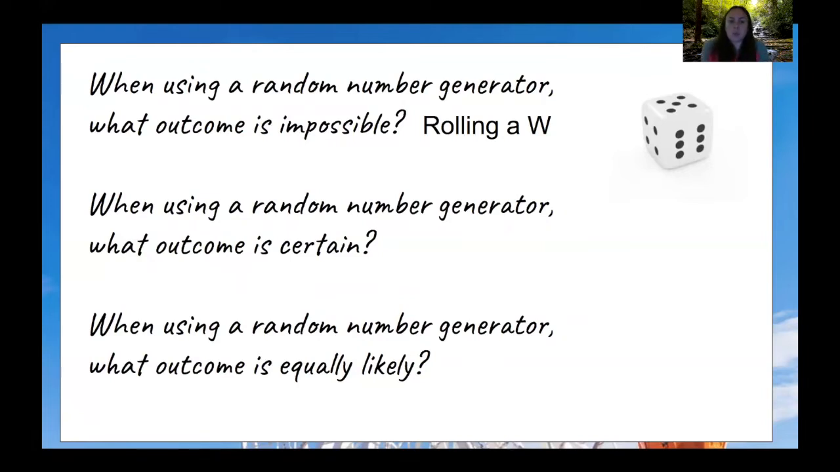All right, when using a random number generator, what outcome is certain? So what will always happen? We will always roll a number. It's never going to be anything but a number. You could say the number is 1, 2, 3, 4, 5, 6. You could say the number is less than 7.